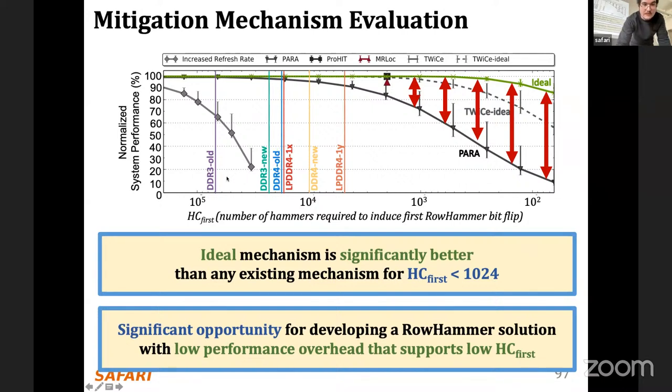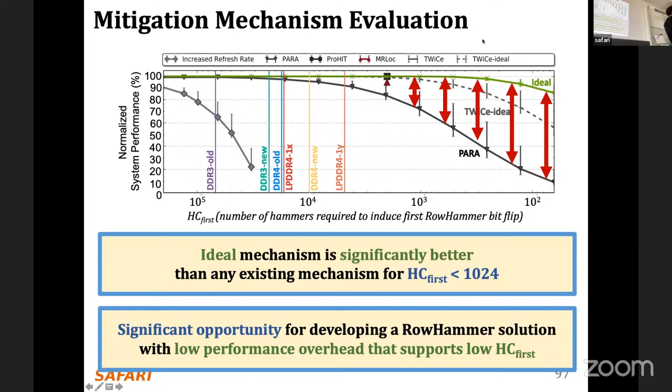These vertical lines show you what that number is, according to the characterization results for different types of DRAM chips. And you see the projection goes down to almost 100, and then some value below 100. I think 64 is the lowest that we tested. Here you see that the ideal mechanism is significantly better than any existing mechanism.